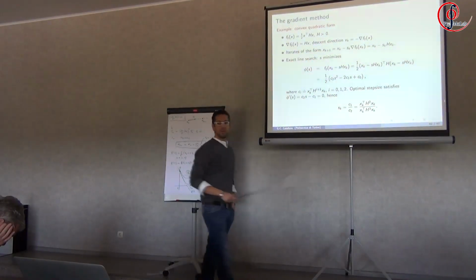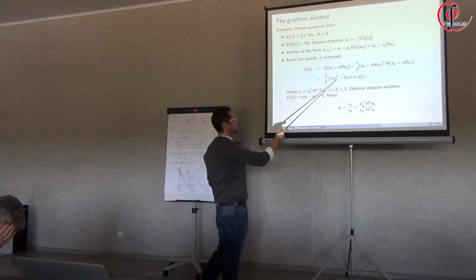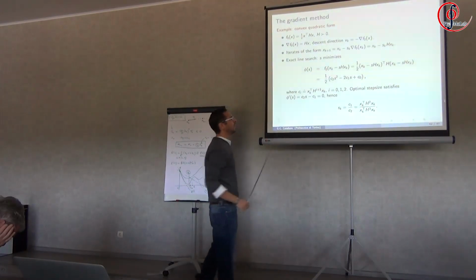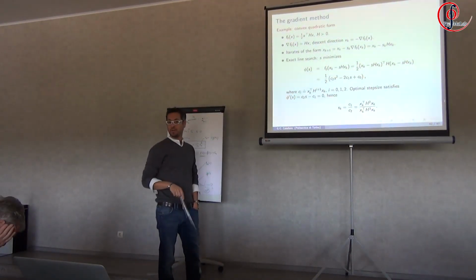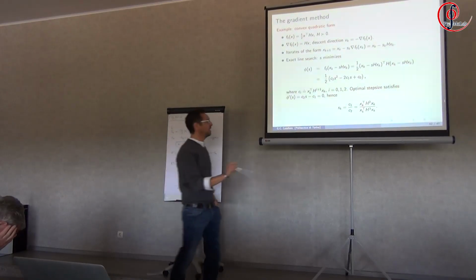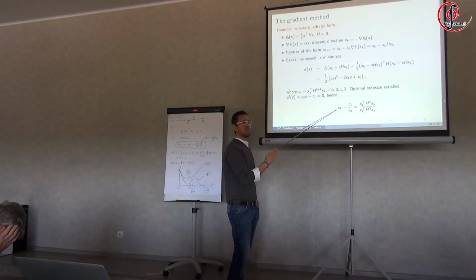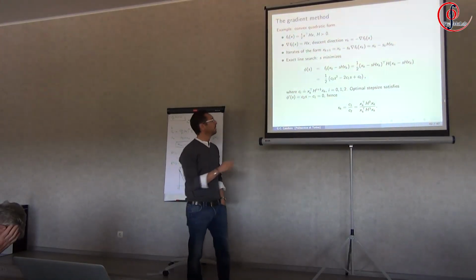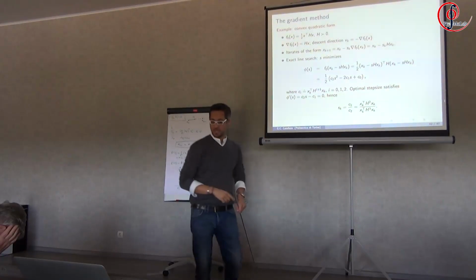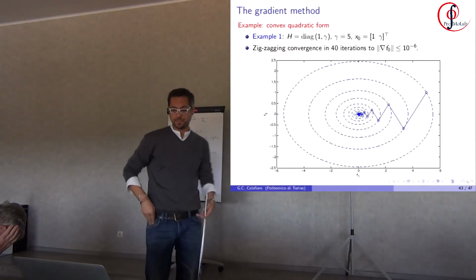we can use exact line search here because the minimum step size is obtained by minimizing that parabola. Okay, it's just the vertex of the parabola, and it turns out that it is given by this expression here. So we can find explicitly the minimum step size, and we can use exact line search.